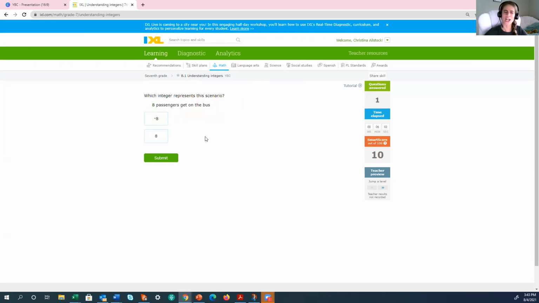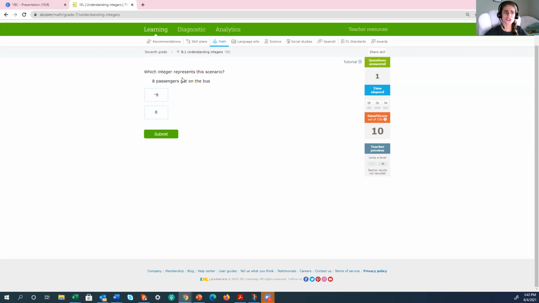Perfect. All right, let's try this one. Which integer represents this scenario? 8 passengers get on a bus. -8 or +8? Are we losing and decreasing, negative integer, or are we gaining and increasing, positive integer? It would be a +8. And notice that we don't necessarily write the positive sign. If you just see a regular number, that means it's a positive. And it would be a +8 because the passengers are getting on the bus. The amount of people on the bus are increasing, so it would be a positive.